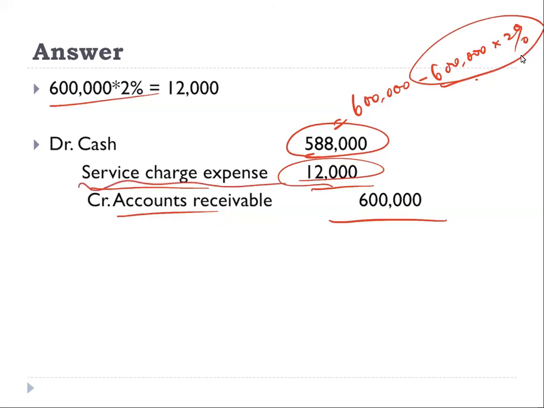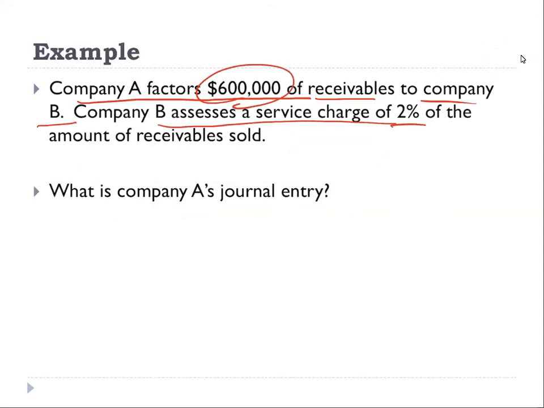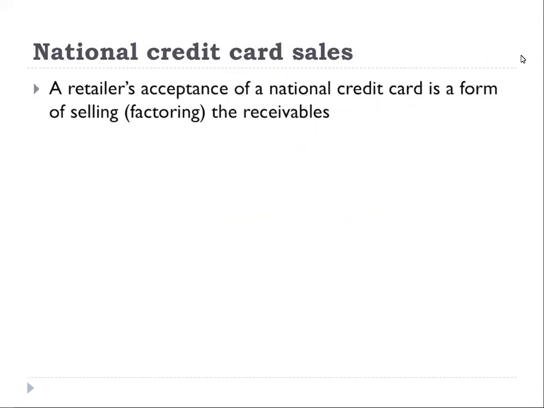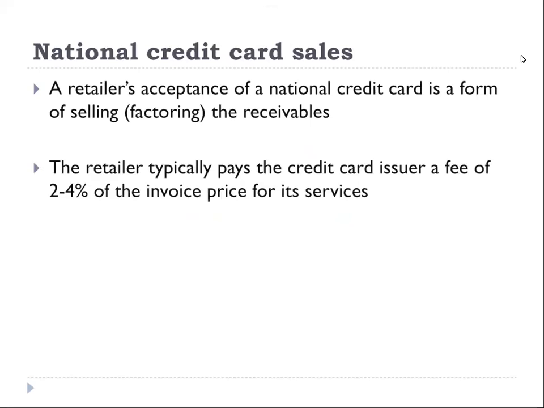This $12,000 goes into the firm's income statement as a service charge expense. So this is the basic journal entry. And factoring is actually very common.